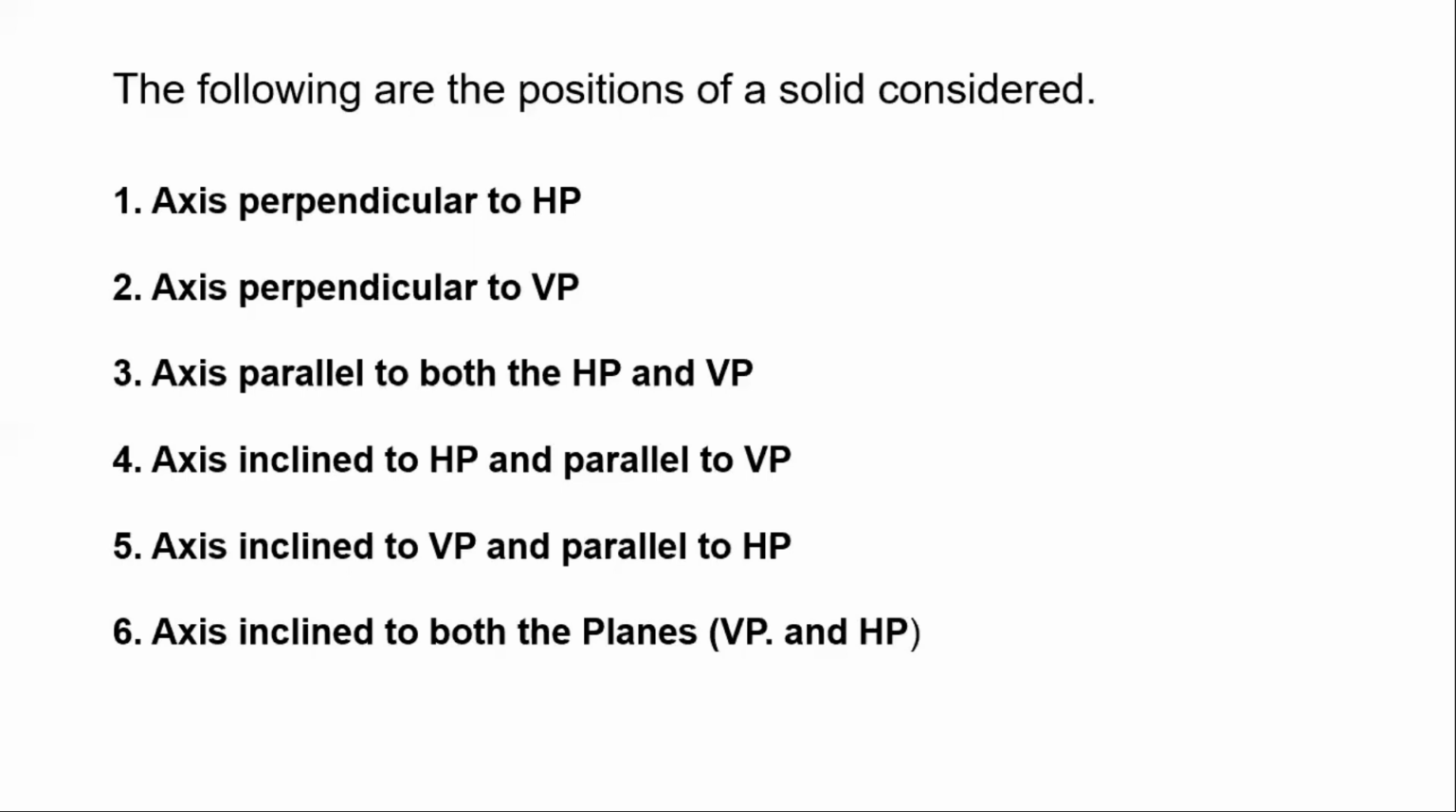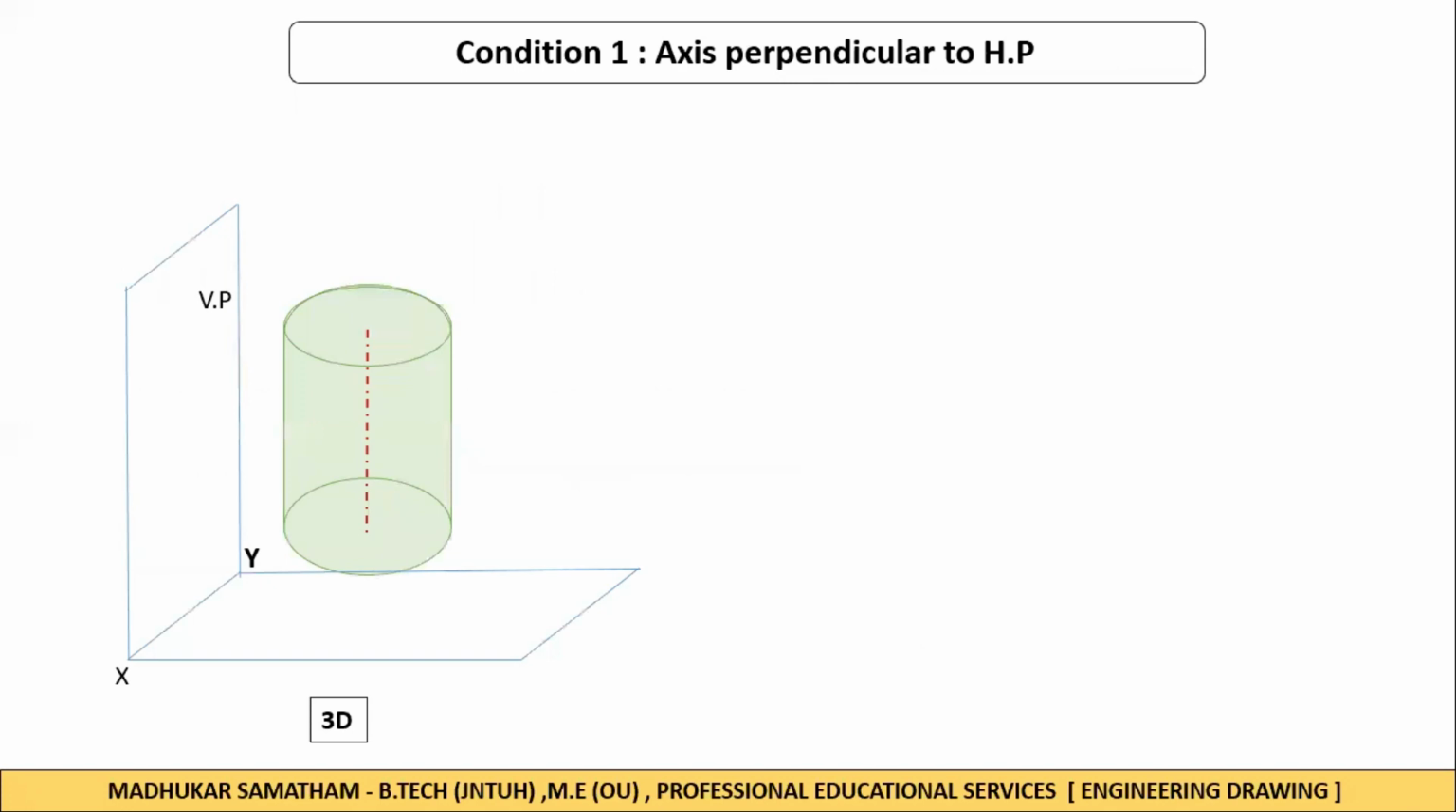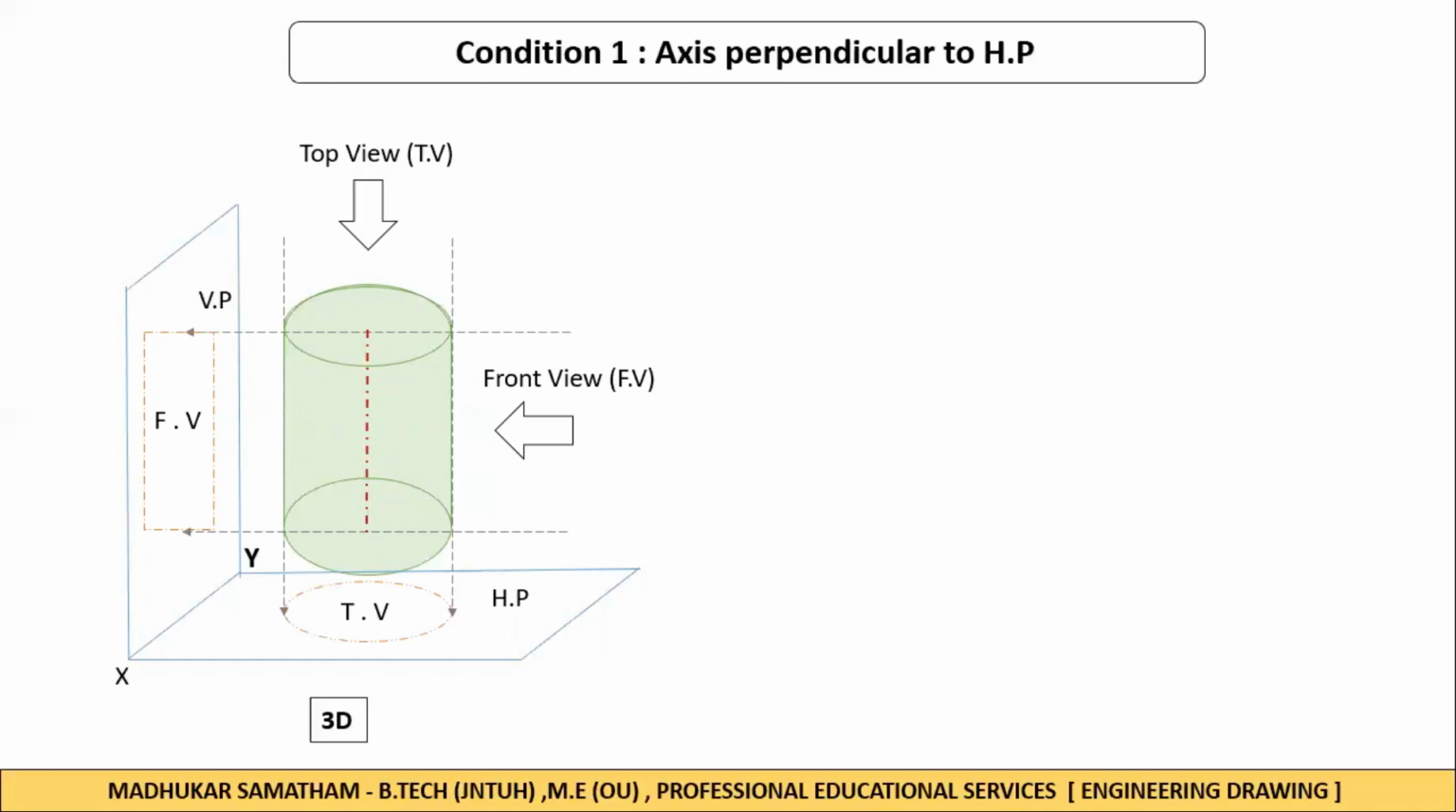Coming to the first condition, which is axis perpendicular to HP, the horizontal plane, we can see in the diagram the solid is placed in such a way that the axis is perpendicular to the horizontal plane and parallel to the vertical plane. First we will see how the top view and front view of the solid will be seen. The front view will be seen as a rectangle, and the top view will be seen as a circle, which is nothing but the base shape of the solid.